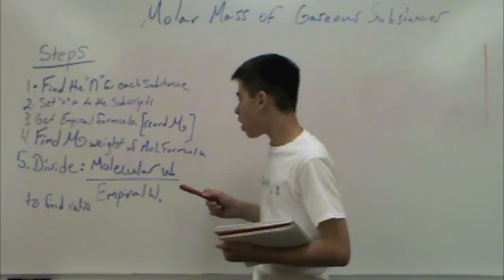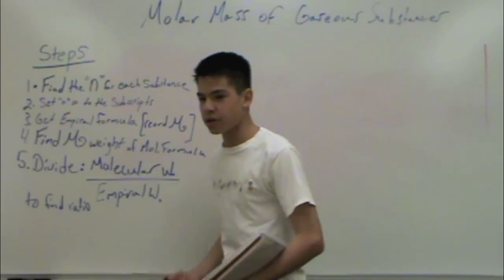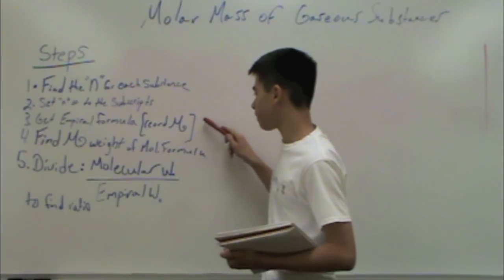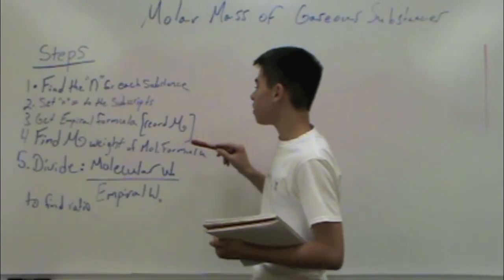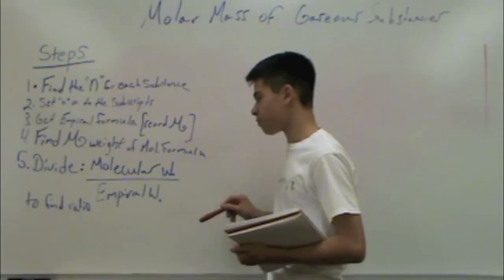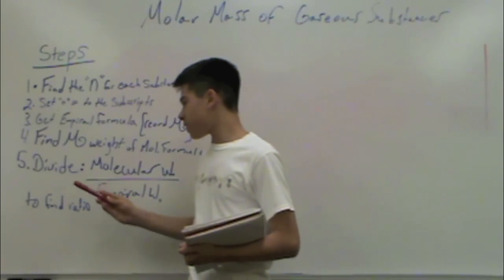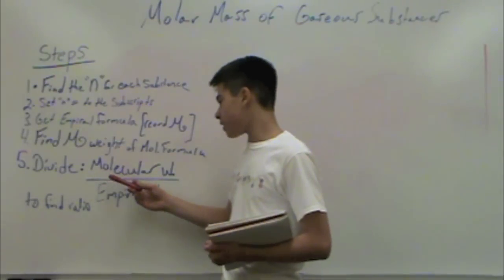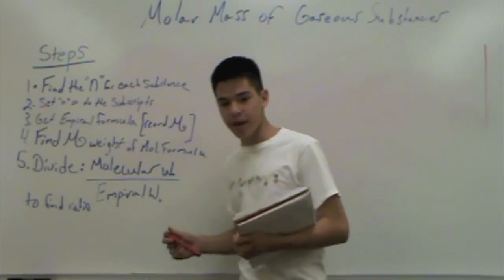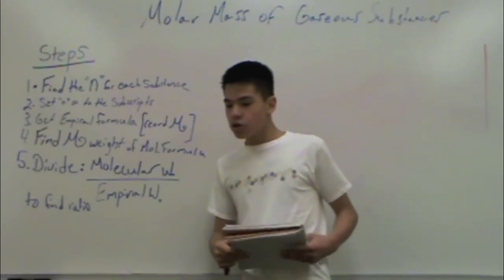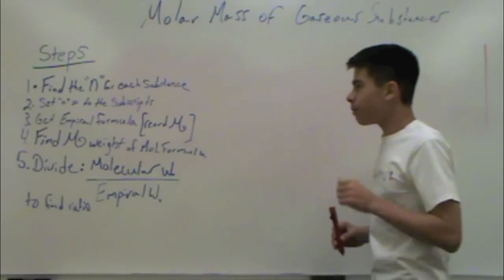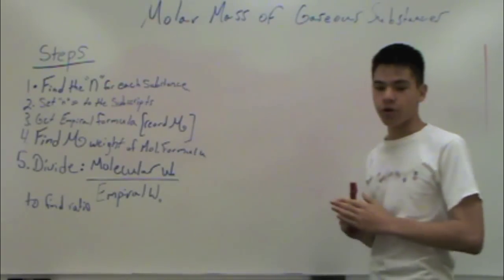Then we're going to find the molecular weight of the molecular compound. For the molecular formula, we're going to need the weight of the empirical formula and of the molecular formula to do this problem. And lastly, to finish the problem, we're going to divide the molecular weight by the empirical weight to find the ratio between them and finally get our molecular formula. So, let's start by finding the empirical formula.